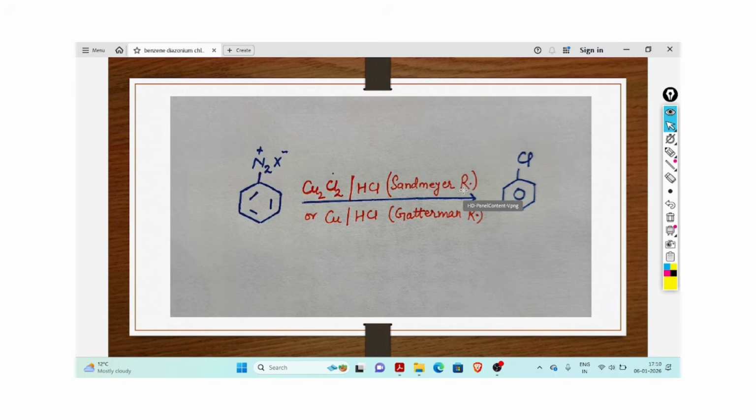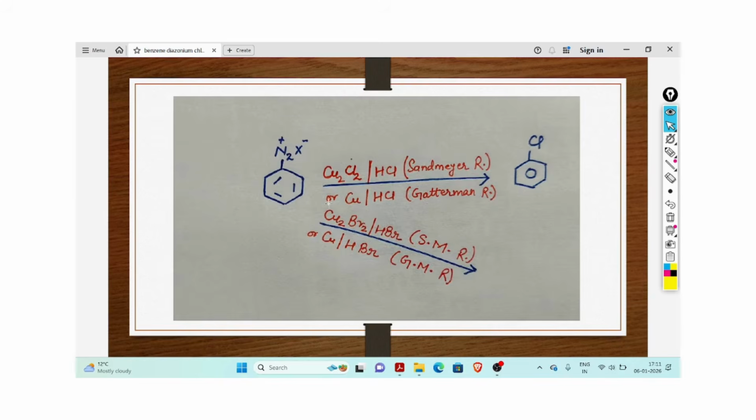If you react with Cu in presence of HCl, again the later part of the molecule is Cl. So you will substitute this N2X and you will apply Cl. This is Gatterman reaction. So both reactions are giving the same product. If there is a question which reaction is better, your Sandmeyer reaction is better than Gatterman reaction. Both are giving the same product, but in Sandmeyer reaction we get more yield of the product. So this is the first reaction.